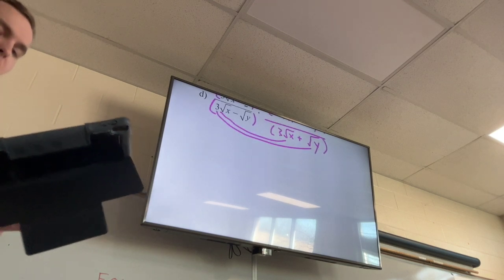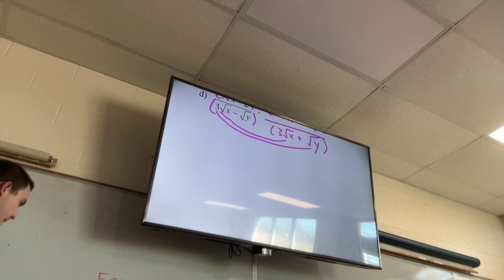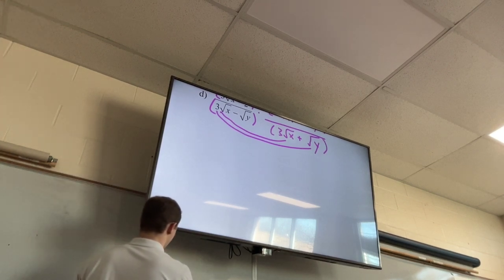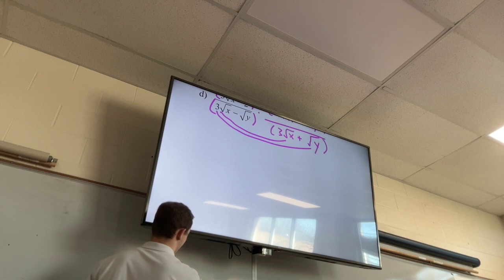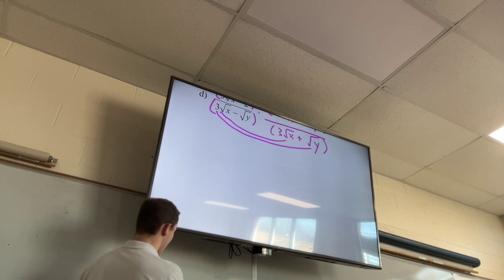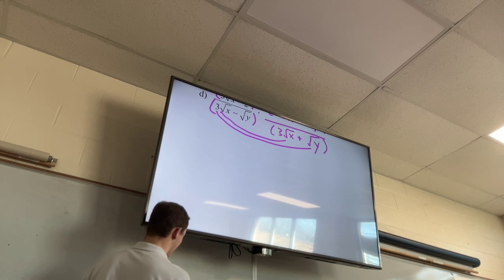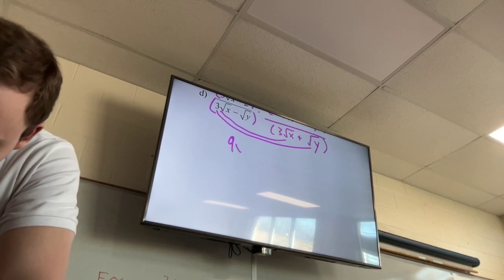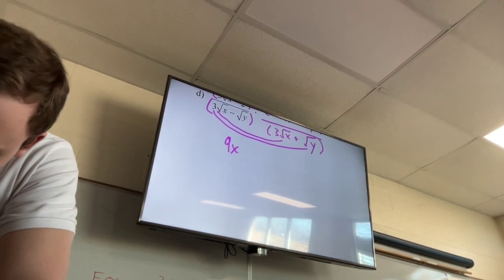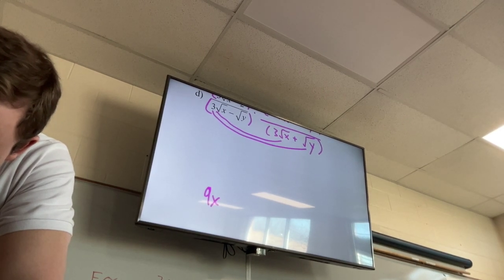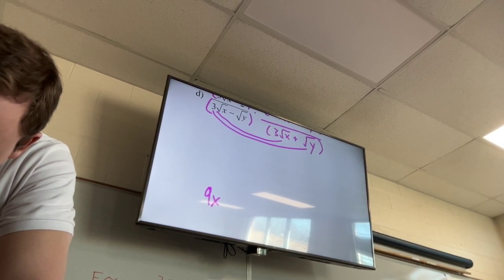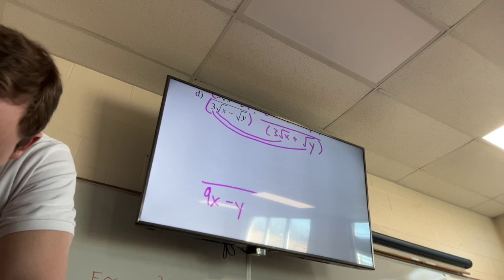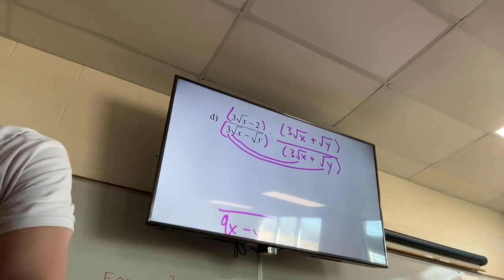3 root x times 3 root x, what's that? Multiply the 3's together, you get 9. You're going to get root x squared, which is just x. So that's going to be 9x. And then minus root y times root y is a minus y. So that gets rid of our square roots in the bottom.